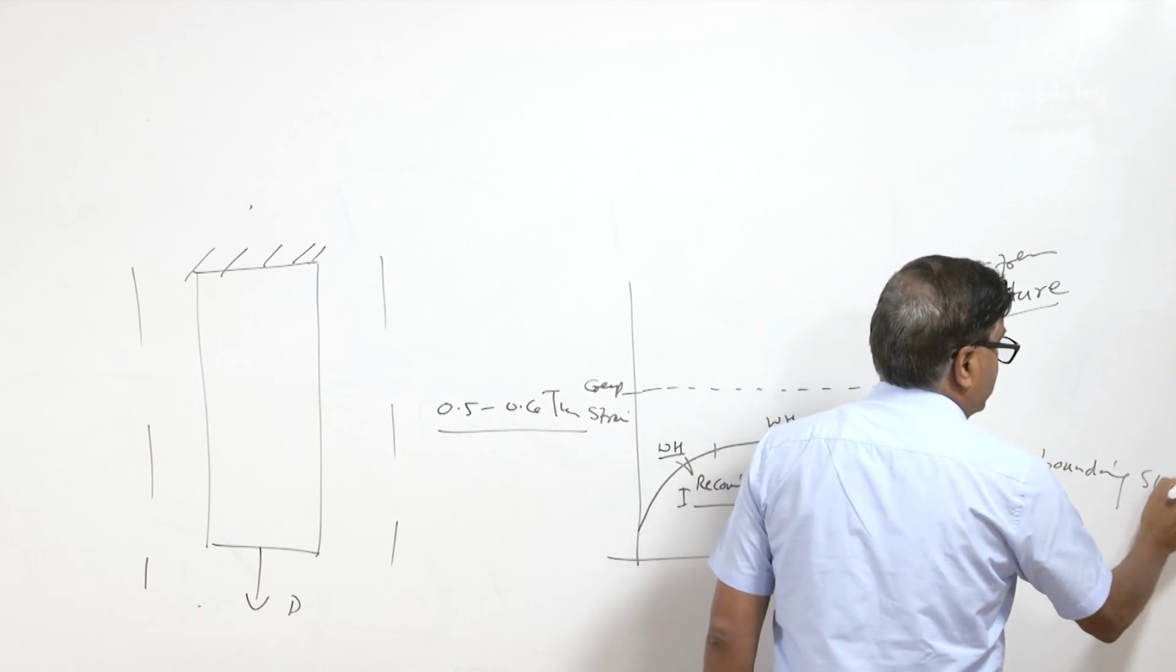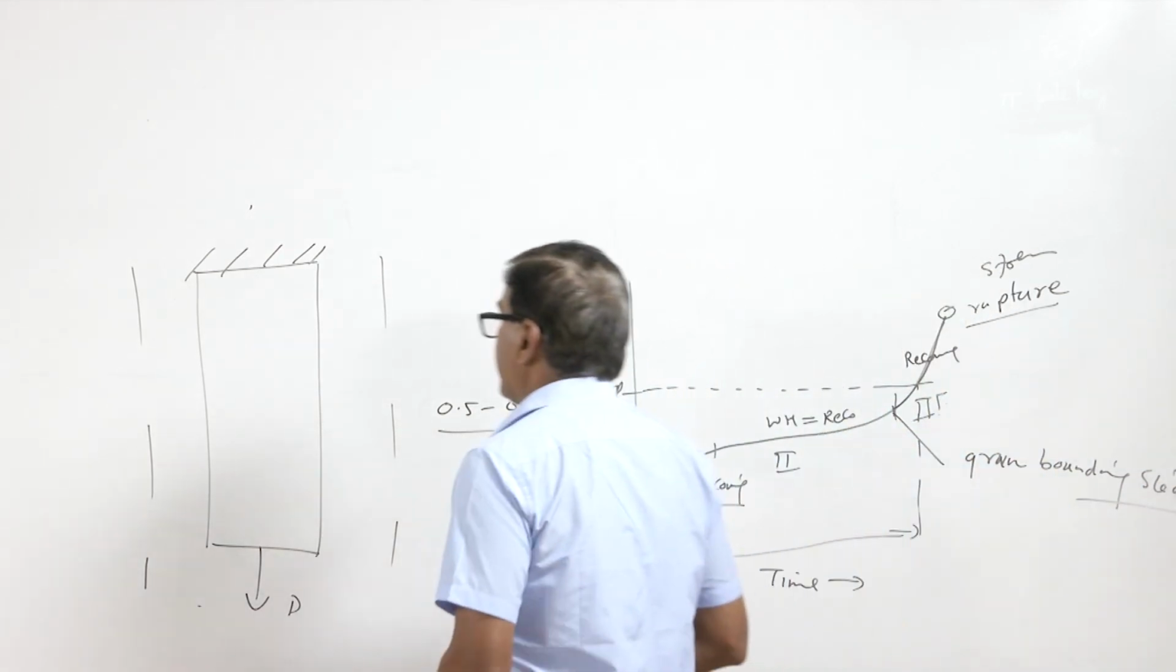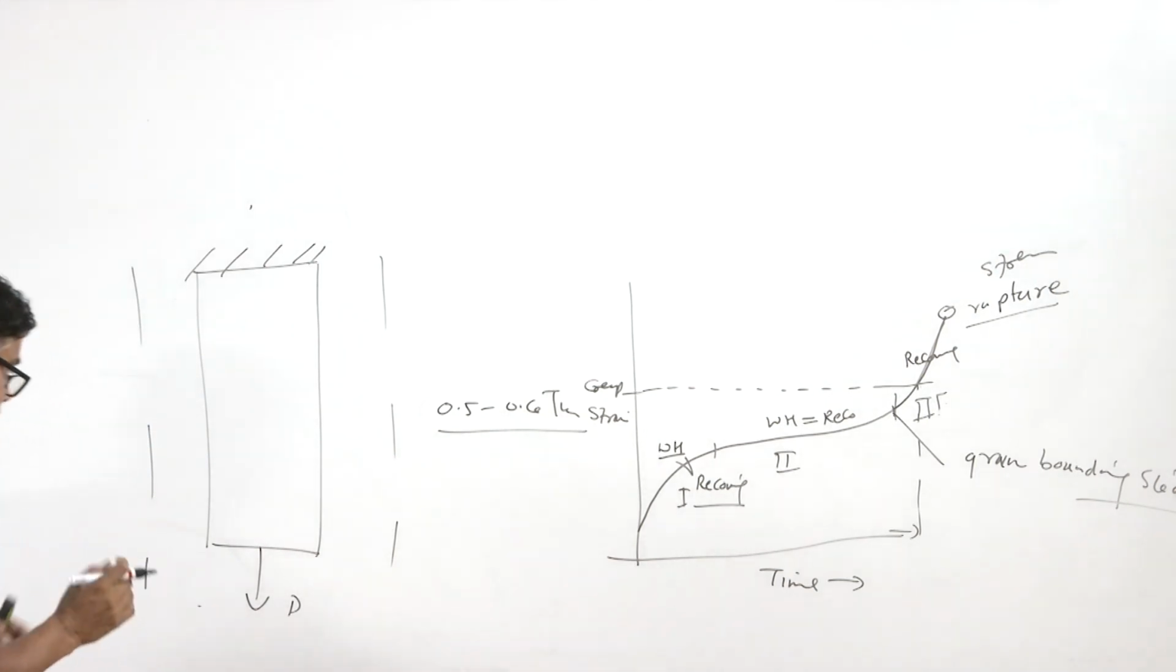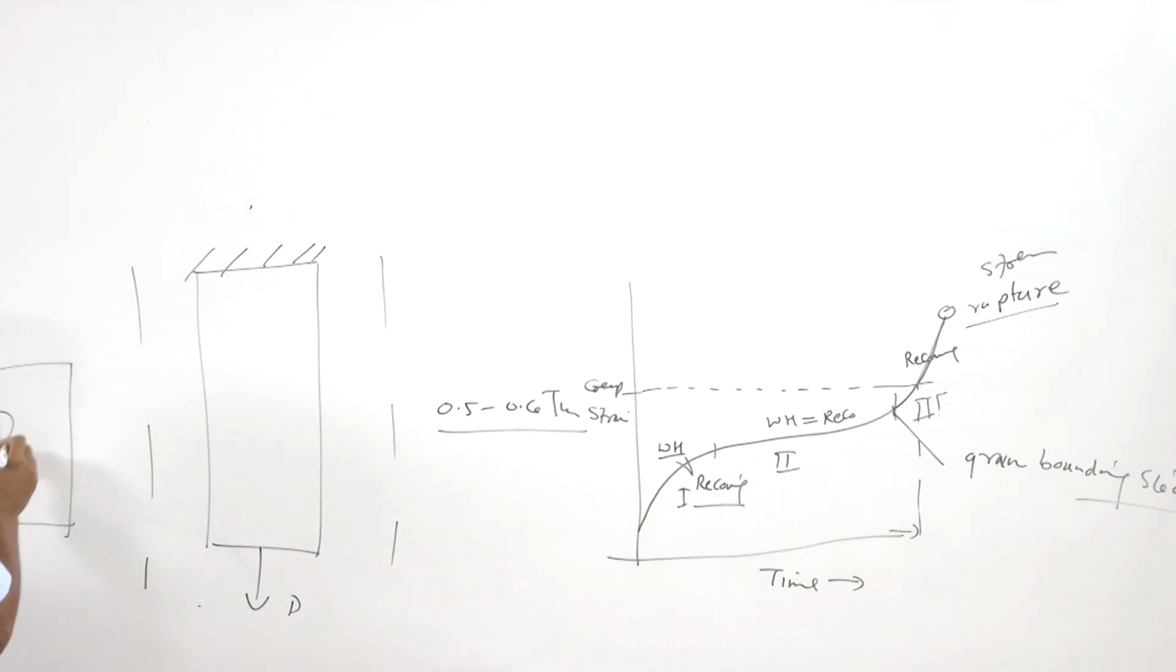So, the grain boundary sliding leads to the separation of the grains from each other. Say this is the component and it is made of a number of grains like this. Since at a high temperature, or above the equicohesive temperature, the grain boundaries are weakened significantly, the grains start to move with respect to each other, and that results in void formation between the grains.